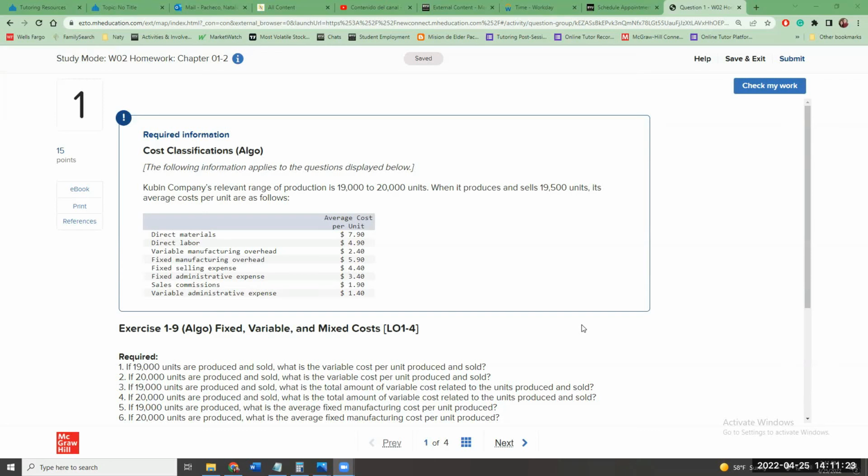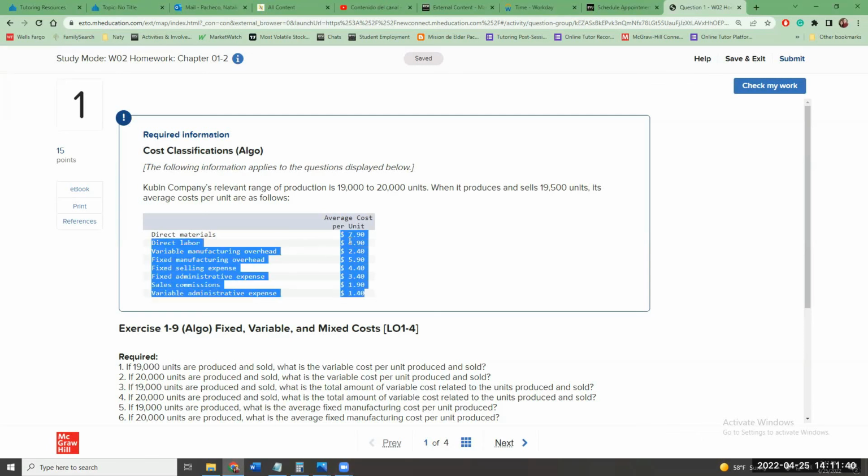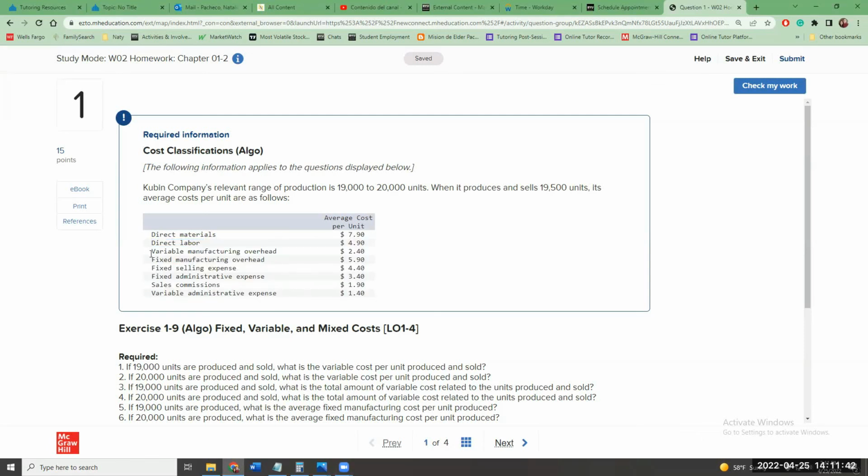But so this question says that Cuban company's relevant range of production is 19,000 to 20,000 units. When it produces and sells 19,500 units, its average cost per unit are as follows. So these are all per unit costs, and there are variable and fixed costs.